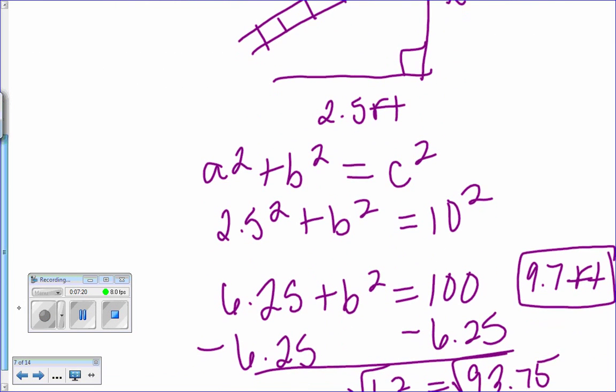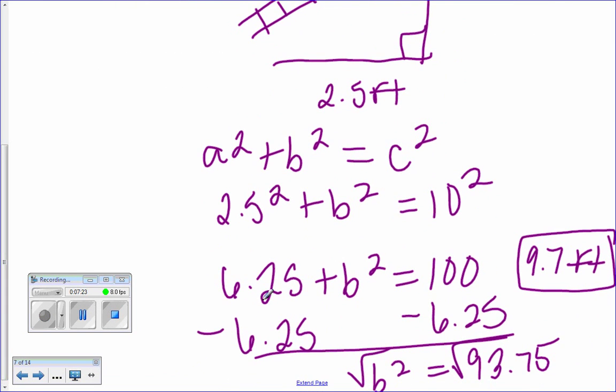So you should have plugged in and gotten 6 25/100 plus b squared equals 100. Use the inverse operation of adding and subtracting, and then take the opposite of squaring, which is the square root. Round it to the nearest tenth, and that is 9 7/10 feet.